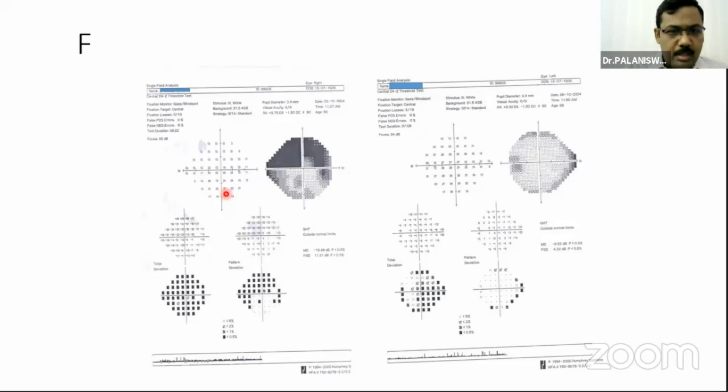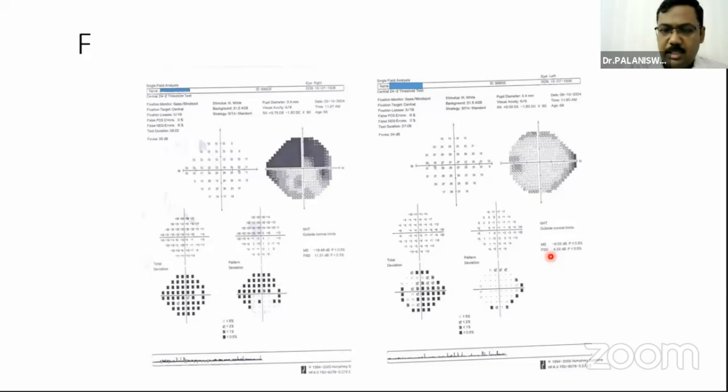So this is another example. Indices look okay. You look at the difference between the total deviation and the pattern deviation. So the whole total deviation field appears depressed. On pattern deviation, the depressions appear less. Here again, the indices look normal. Grossly depressed points on the total deviation. Pattern deviation, you're seeing only few. Both of them, the GST is outside normal limits.